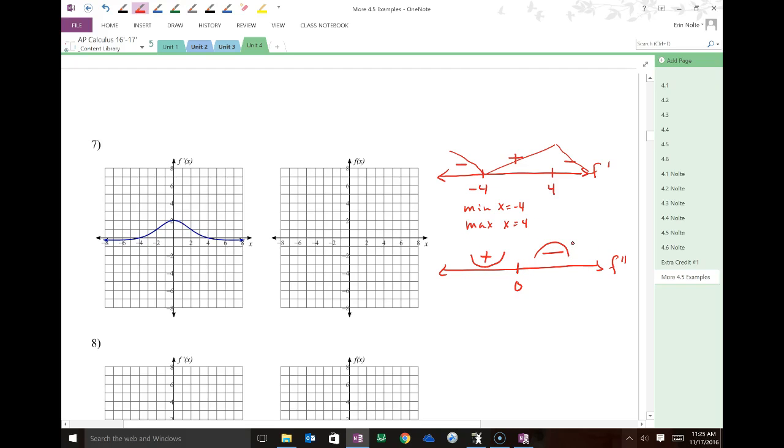Okay, so now thinking about our graph. We have a minimum at -4, a max at +4. We have a point of inflection, right, at x equals 0. All right, so let's talk about from negative infinity to -4. Negative infinity to -4, we have a negative slope and a positive concavity. So happy face, negative slope, we have this curve.